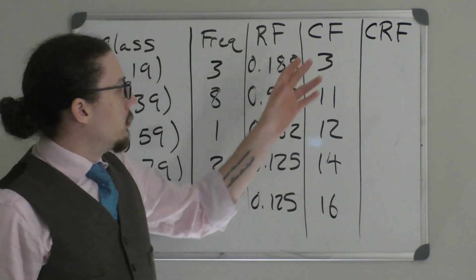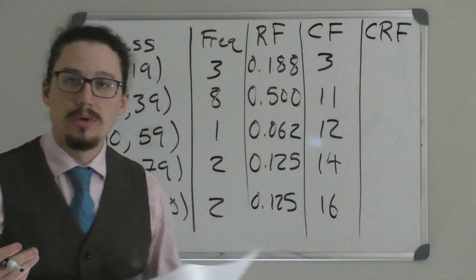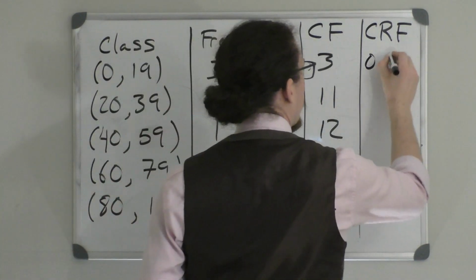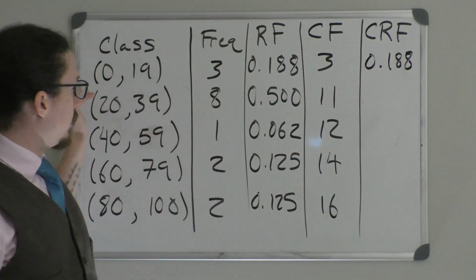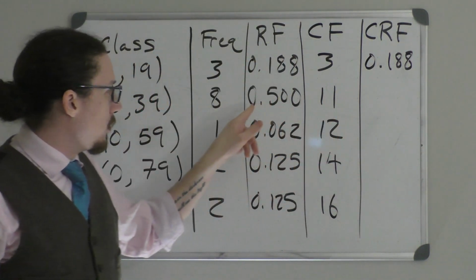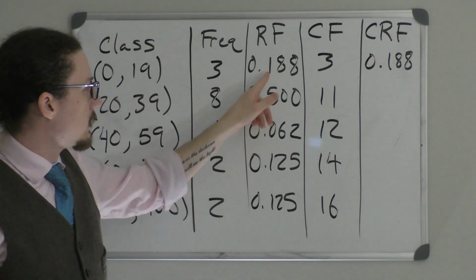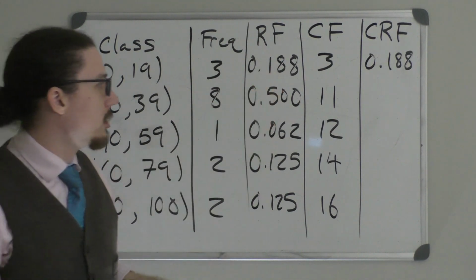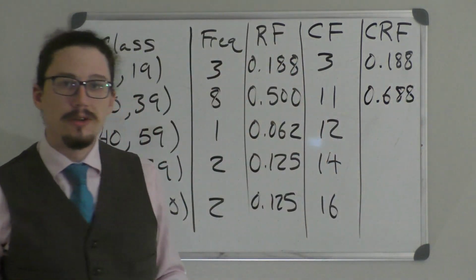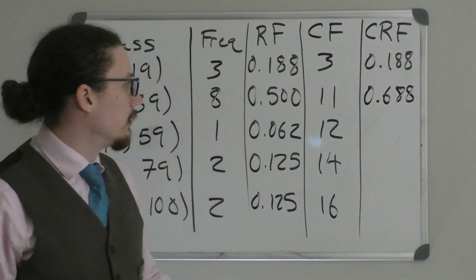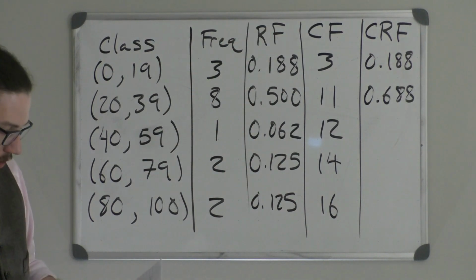All right, then we would have our cumulative relative frequency. So again, a very similar thing with this first one. There are no preceding classes, so 0.188. Then for the next class, we would take the relative frequency of the class we're looking at, plus the relative frequency of all preceding classes, so 0.500 plus 0.188 to give us 0.688, and so on and so forth.